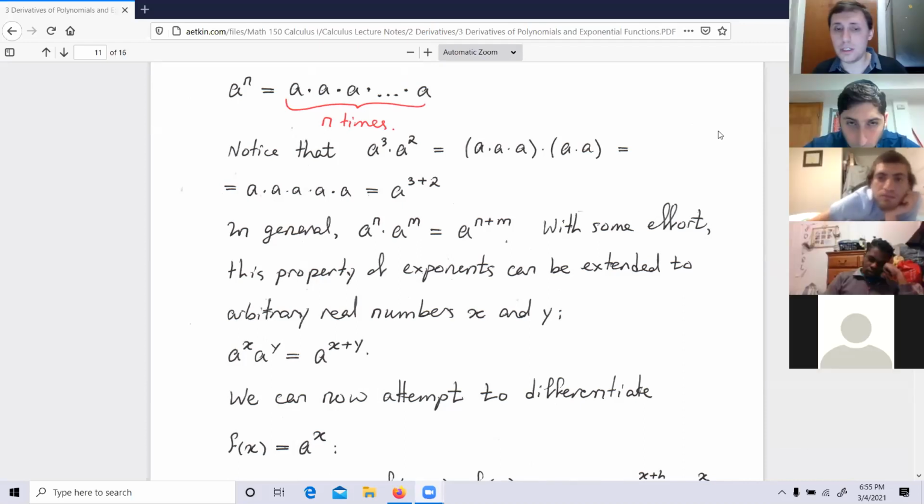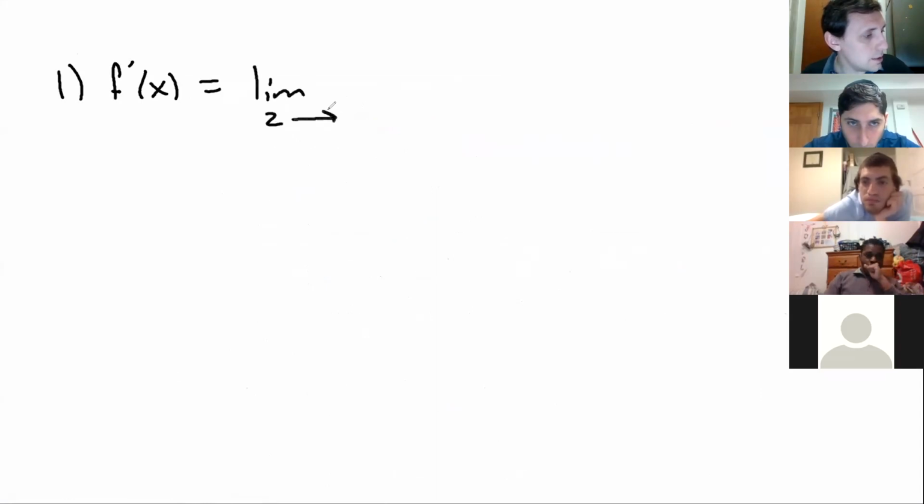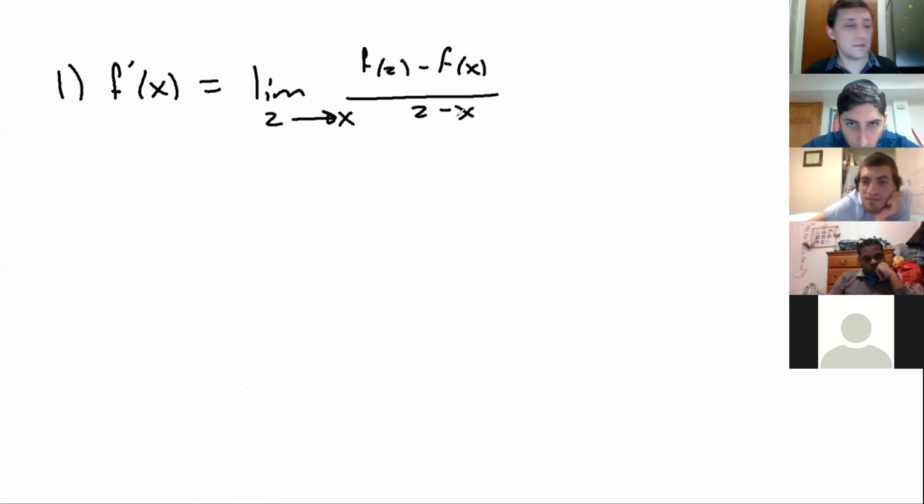We have two notations. Look at it. So if I take the derivative, I have notation 1, which is f prime of x, the limit as z goes to x of f of z minus f of x, divided by z minus x. Yes?